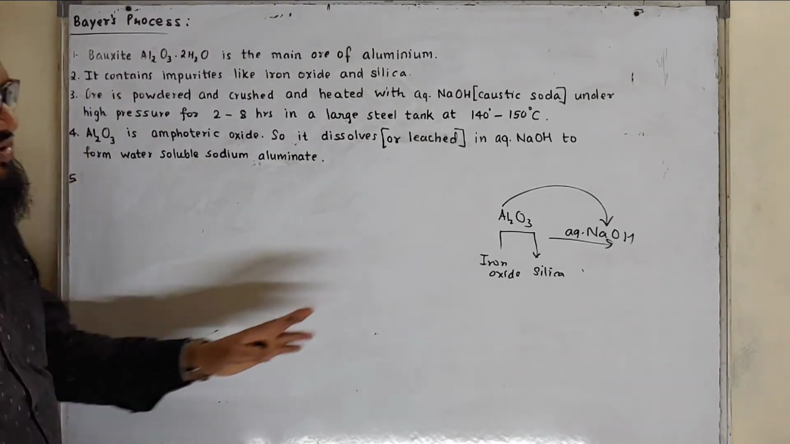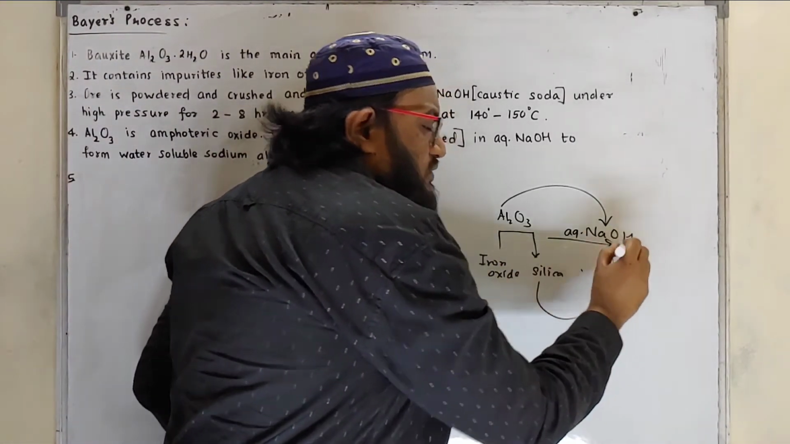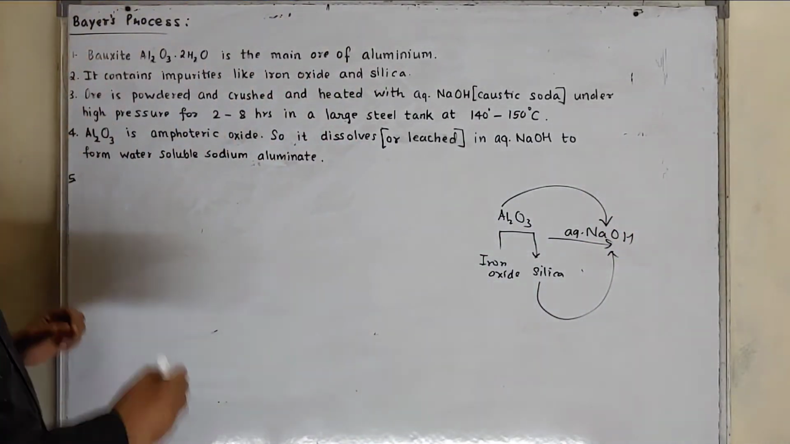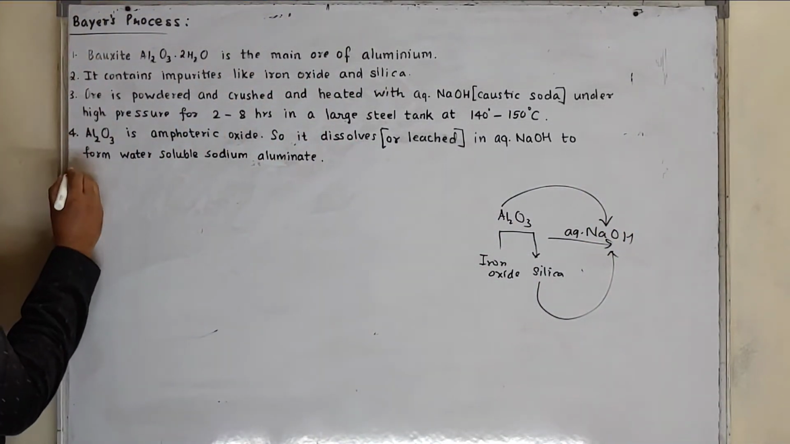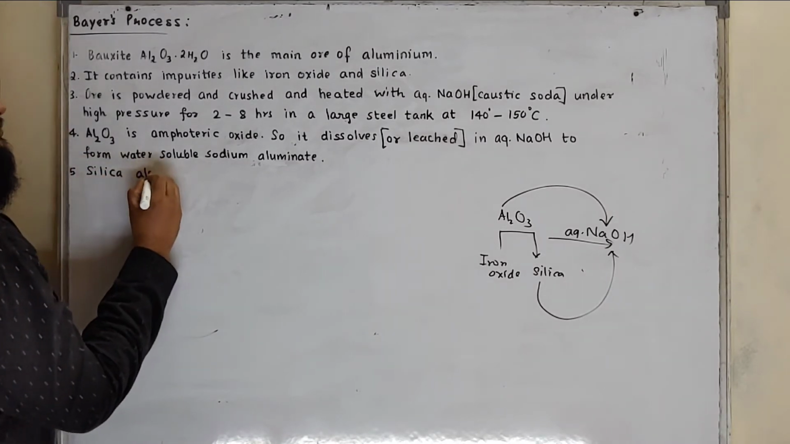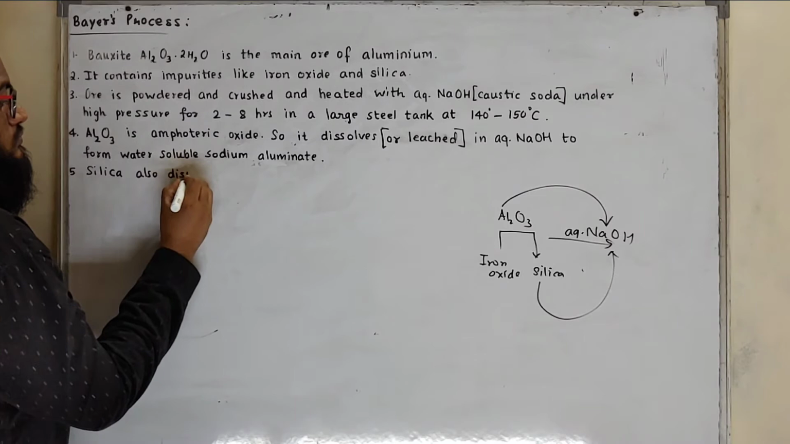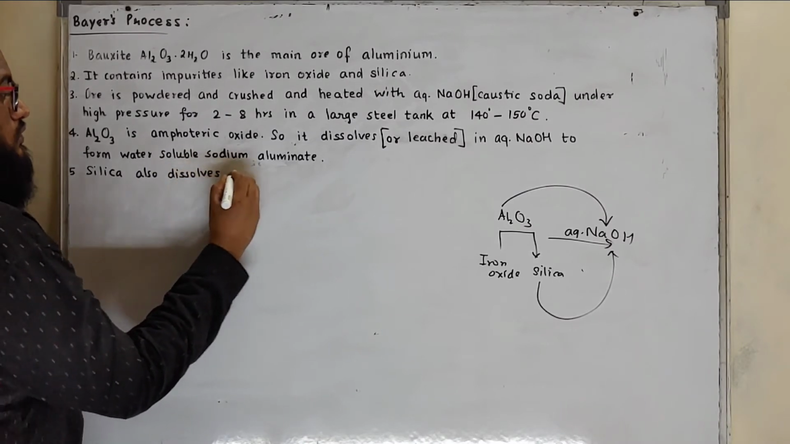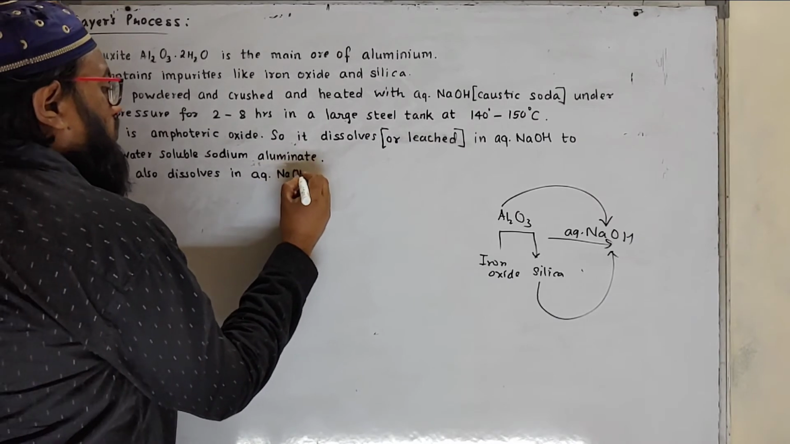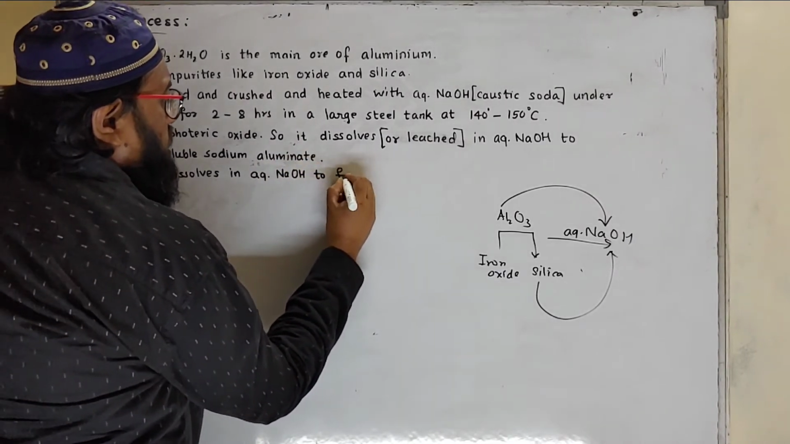Then we can say silica also dissolves where? In aqueous sodium hydroxide. What does it form? Water soluble sodium silicate. We can say silica also dissolves where? In aqueous sodium hydroxide to form water soluble sodium silicate.